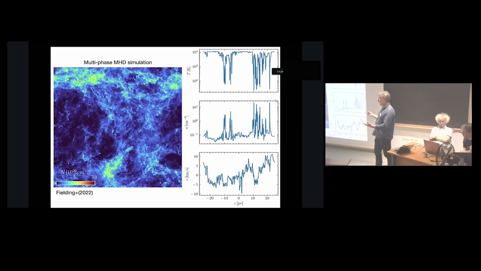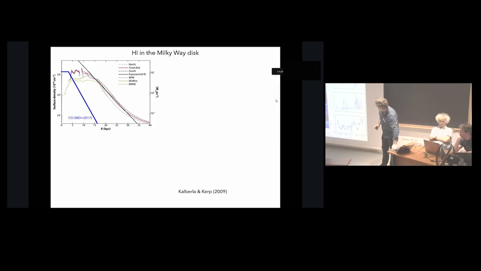Now many people are doing simulations like that, and this one is great, by Fielding in 2022. I wanted to show you these, which are just perpendicular to the board on a specific line of sight, what the temperature and the density look like. So you see there are jumps in temperature and density on very small scales. These are the CNM clouds I'm talking about.